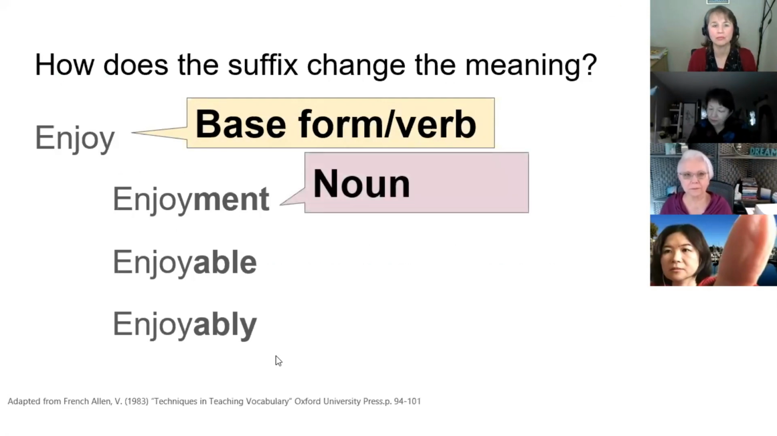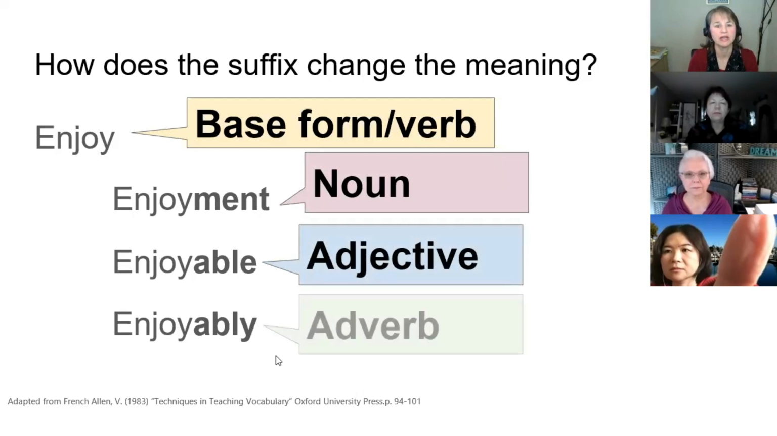Enjoyment is the noun form. This brings me a lot of enjoyment. But this is very enjoyable, an adjective, and enjoyably is an adverb. A lot of times we add that ly at the end to make something an adverb. The adverb can describe a verb, an action, or it can describe an adjective.